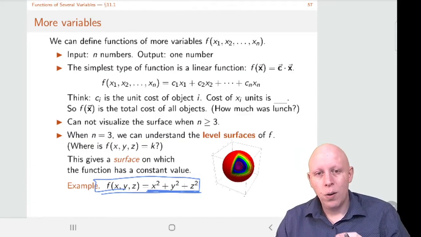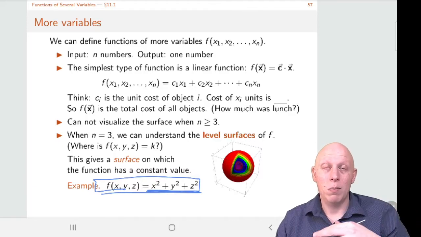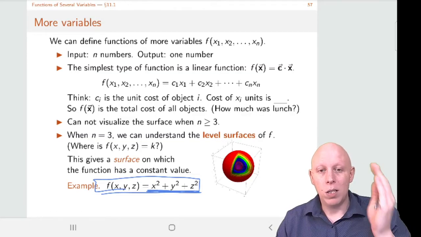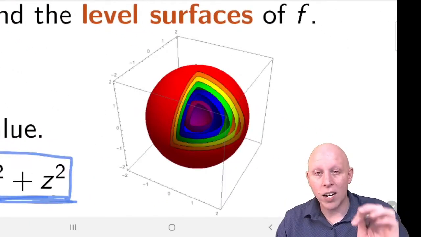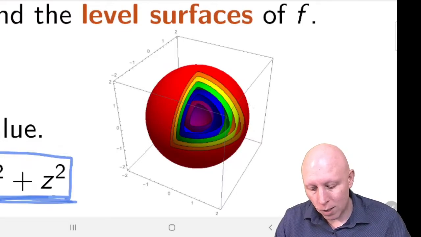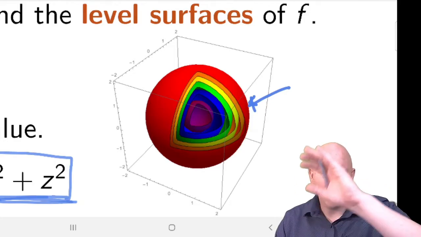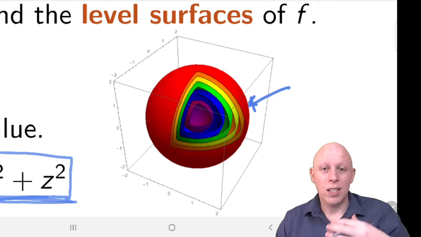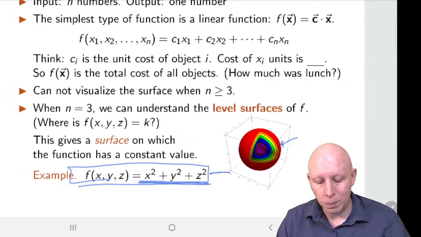And so what would be the set of points that all have the same function value? They would be the points that have the same distance from the origin. So they would lie on a sphere. So for instance, this red sphere are all the points that are the same distance as any other point on that sphere from the origin, and because of that, their value for this function is the same.